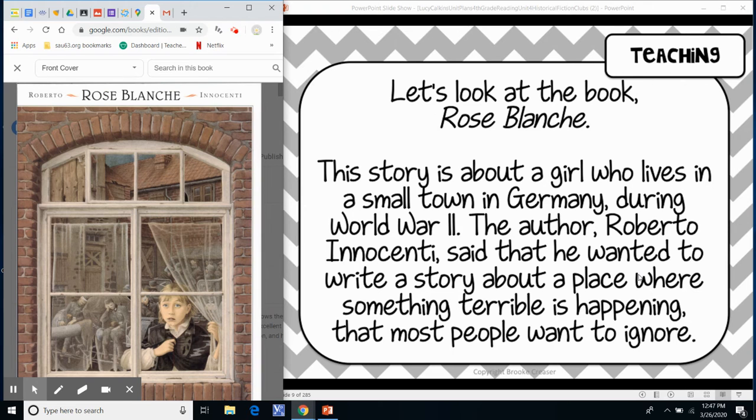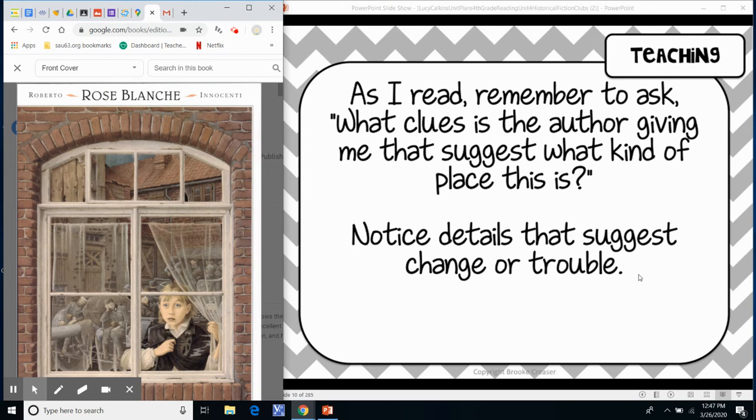So let's take a peek at the book Rose Blanche. I just read it, it was a story about a girl who lives in a small town in Germany during World War II. The author, Roberto Innocenti, said that he wanted to write a story about a place where something terrible is happening that most people want to ignore. And as I read, I'm going to reread some of these parts, but as I read, remember to ask what clues the author is giving me that suggest what kind of place this is. Notice the details that suggest change or trouble.